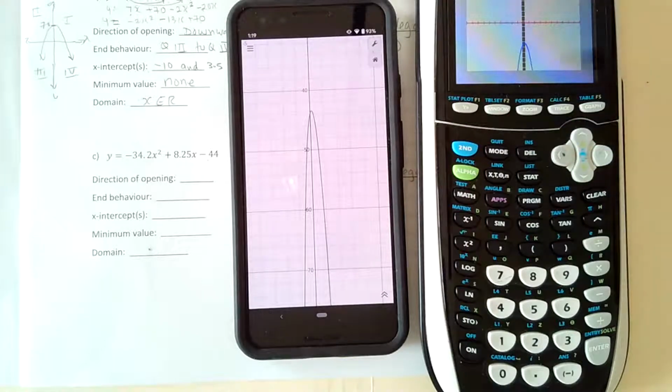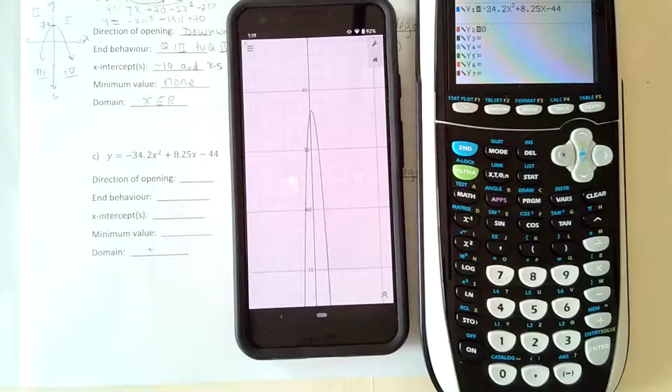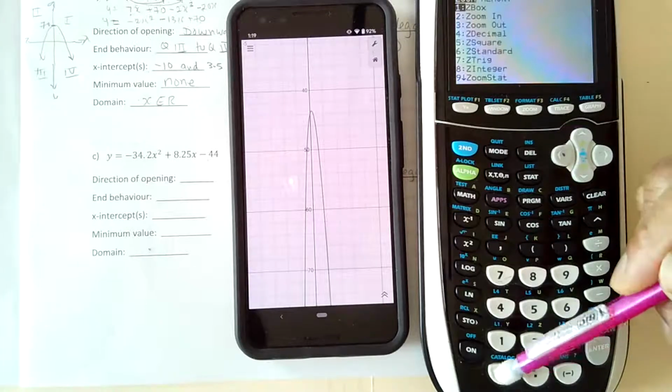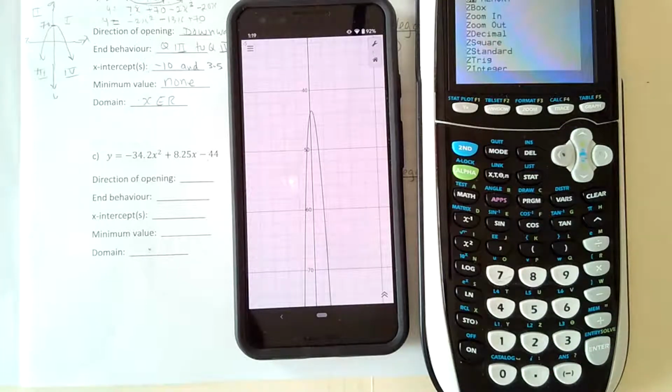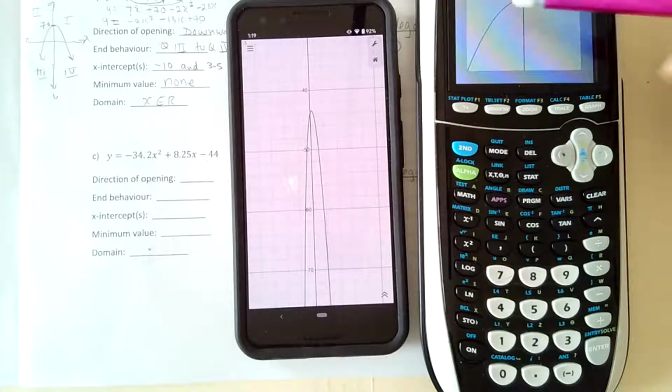If you do not see your graph, and assuming you've entered your equation correctly, you press graph, see nothing, press the zoom button and 0. Wait for a few seconds while it calculates, and you'll see the graph. And from here, you can adjust your window.